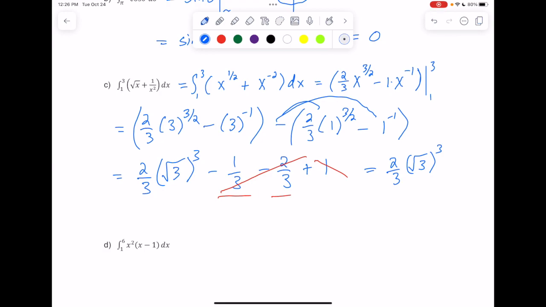And we could simplify that a tiny bit. That 3 could be moved inside as a 27. That 27 can be split up as the square root of 9 and the square root of 3 over 3. Square root of 9 is 3, so it will cancel that other 3, and we just end up with 2√3.